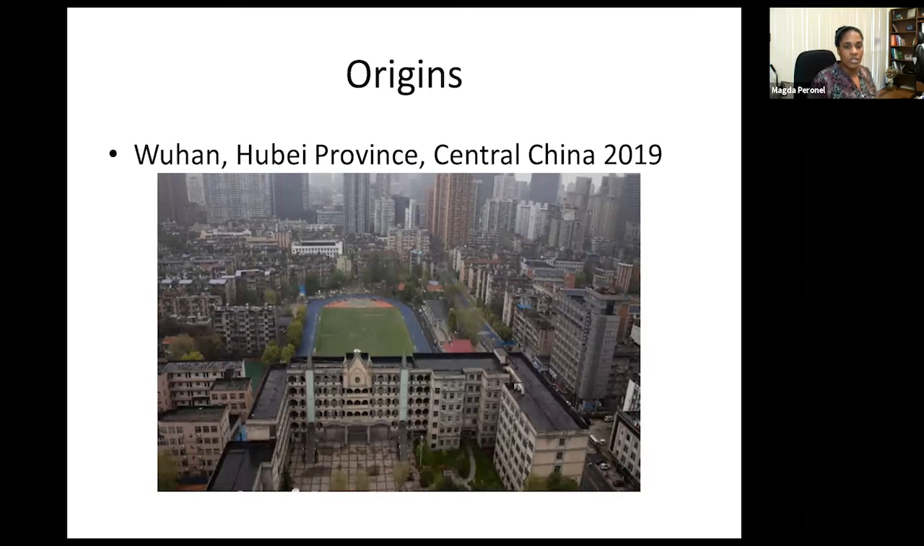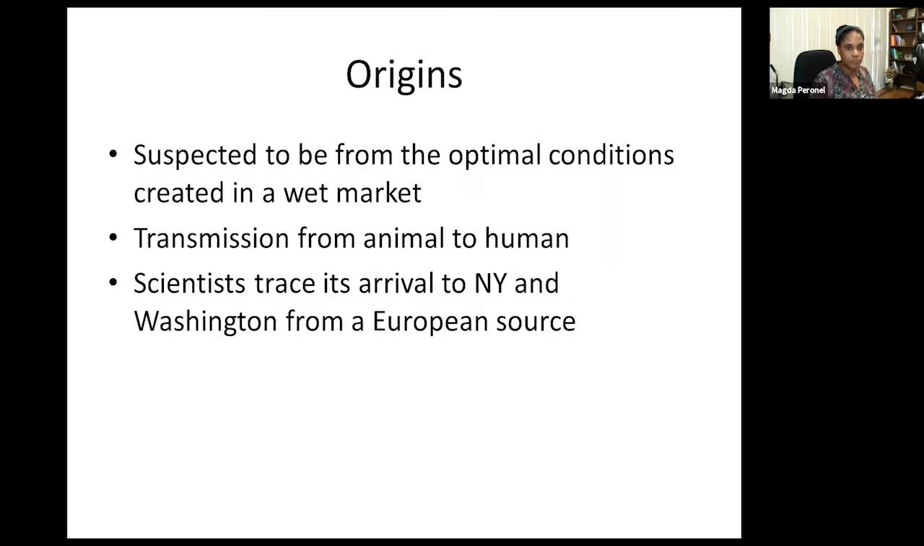So the origins of the virus is understood to be from Wuhan City in the Hubei province in central China. Wuhan City is the capital of the Hubei province. It is suspected to be from the wet markets that occur in Wuhan City. Transmission is understood to be from the animals in the marketplace to the humans who are handling the animals. And as far as it arriving in the US, it is understood to come from a European source to New York and Washington.